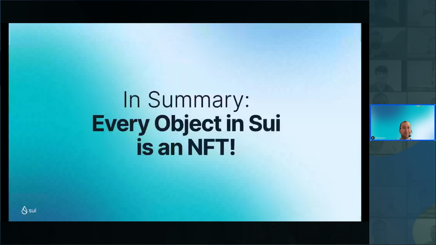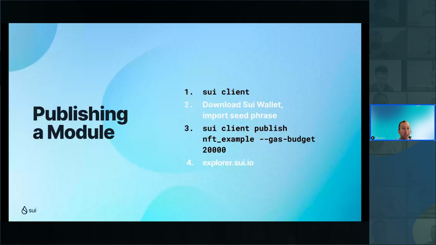So, in summary, every object in Sui is an NFT. Like the JPEG example we went over earlier, the game that we went over, the hero and the sword, and this on-chain identity, those are all NFTs. And if you were to open a Sui wallet and see it, they would all be shown as NFTs. So with that said, let's actually publish this module and create our first NFT.